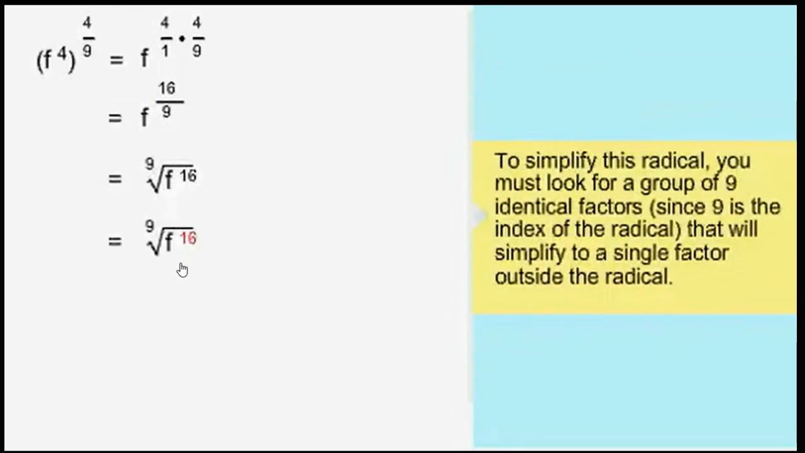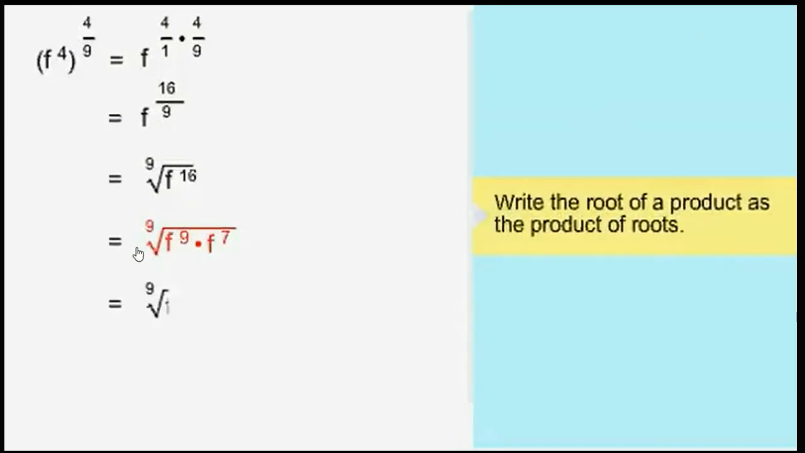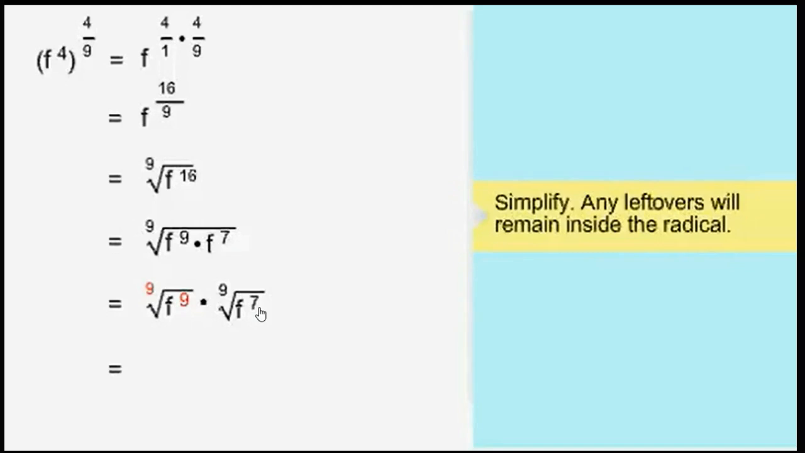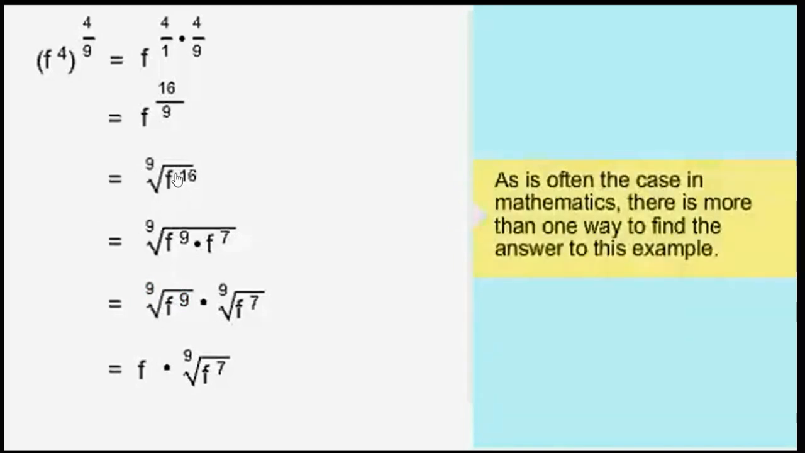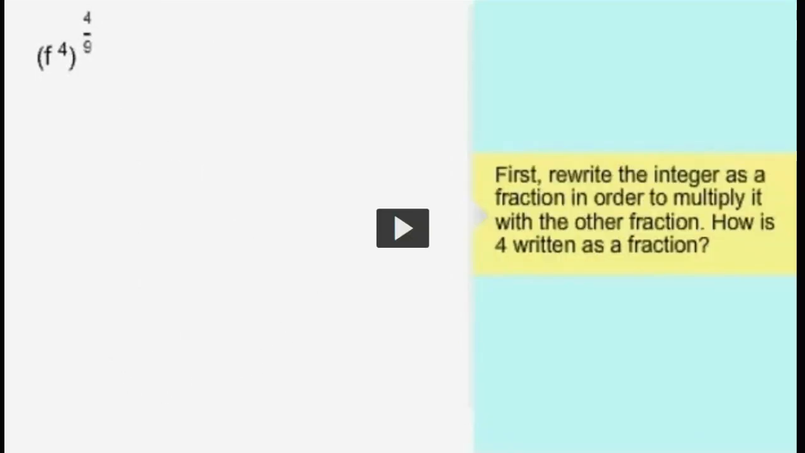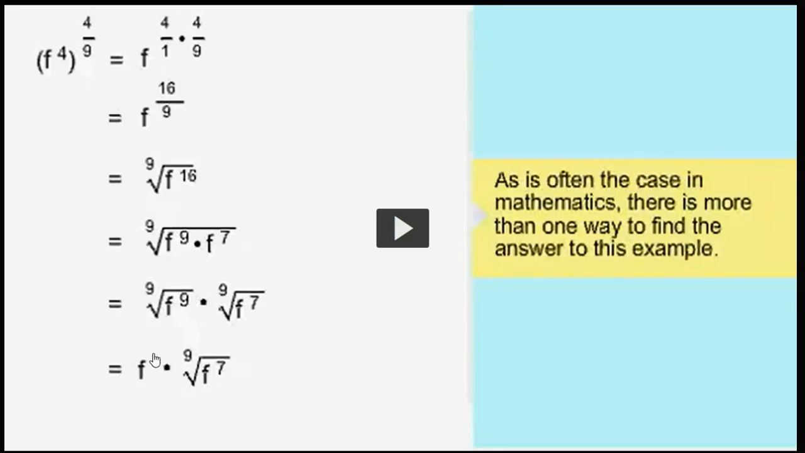So we can look for that and simplify, since that's the same as f to the 9th times f to the 7th. And the 9th root of f to the 9th is just f. And then you've got the 9th root of f to the 7th. So it's just simplifying that. This was our answer, the 9th root of f to the 16. But since 16 is larger than 9, we can actually simplify it further by pulling that f out. By saying that's the same thing as the 9th root of f to the 9th, which is just f.